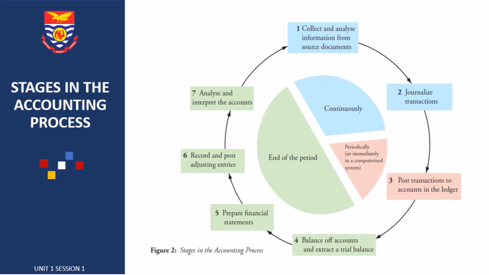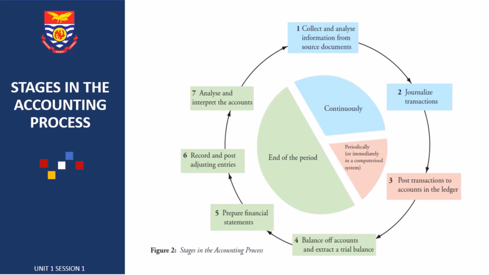The second stage is about journalizing the transactions, which means that the transactions have to be recorded in the journals. The journals can also be described as daybooks. When transactions occur, they are first recorded in the daybooks. We have special journals and we also have the general journal. We shall come to look at the journals in detail. Stage 1 and Stage 2 are performed continuously as transactions occur.